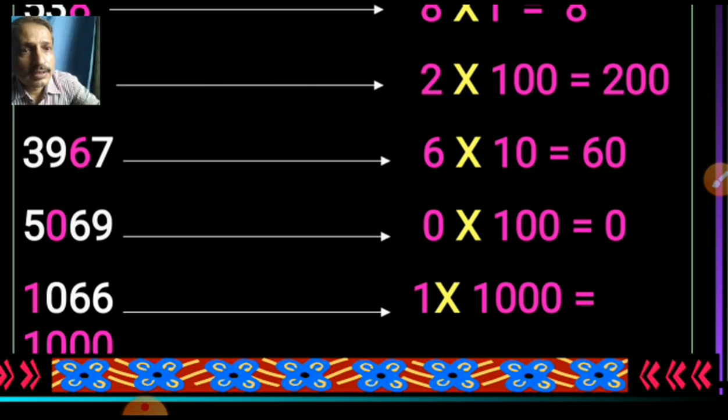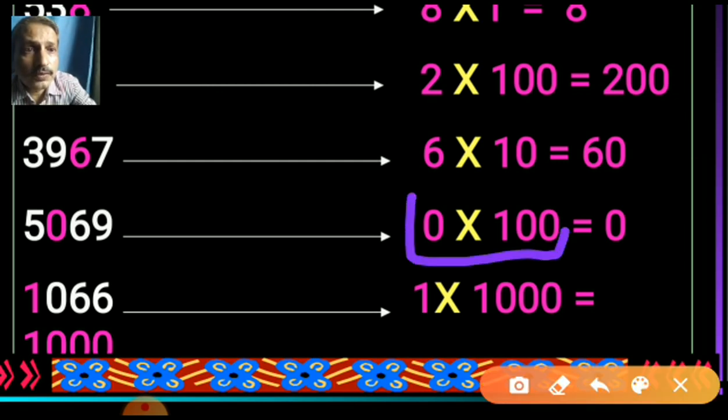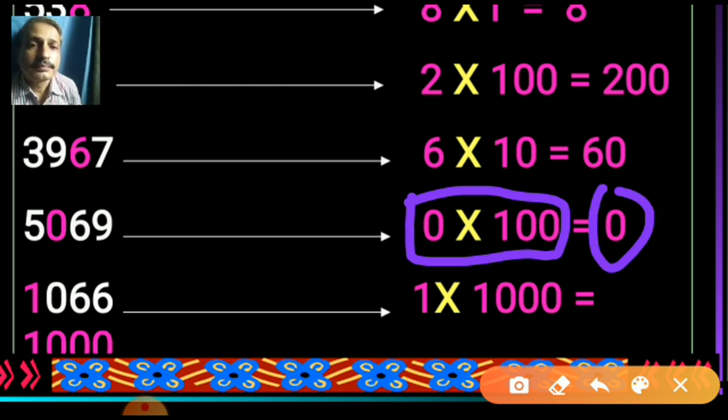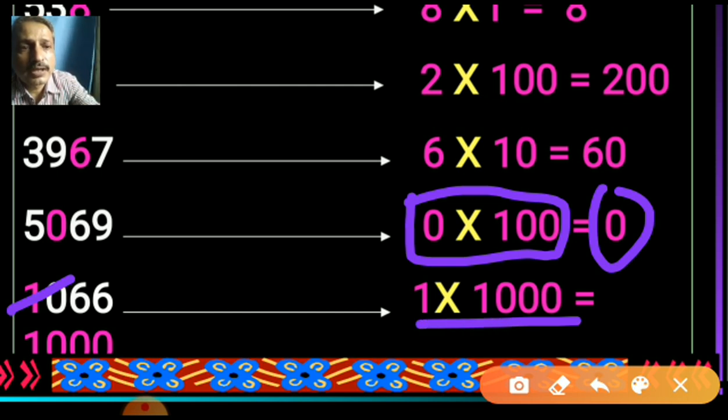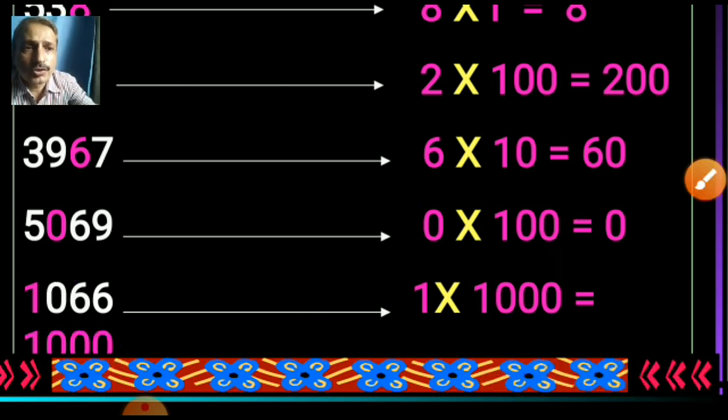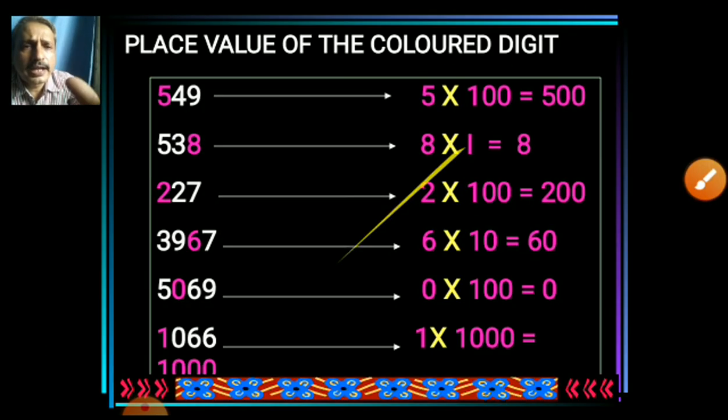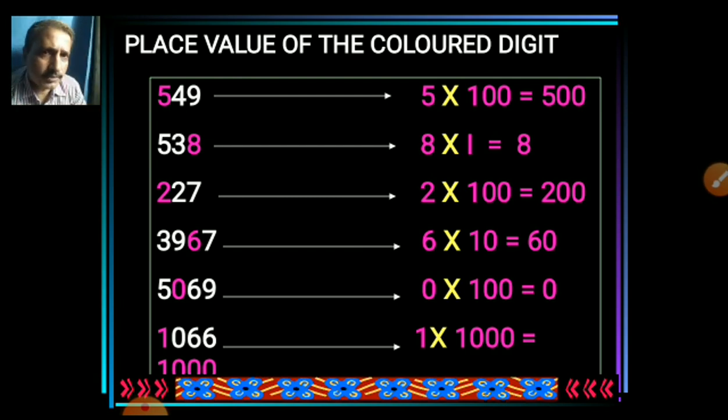Now look at here. This 0 is in the 100 place. But 0 into 100. Any number multiplied with 0 will give you 0 only, student. Yes. Here it is in the 1000 place. Multiply with 1000. That's why the answer is 1000. The colorful things are there. Understood? So you can get a clear idea about place value of a number.